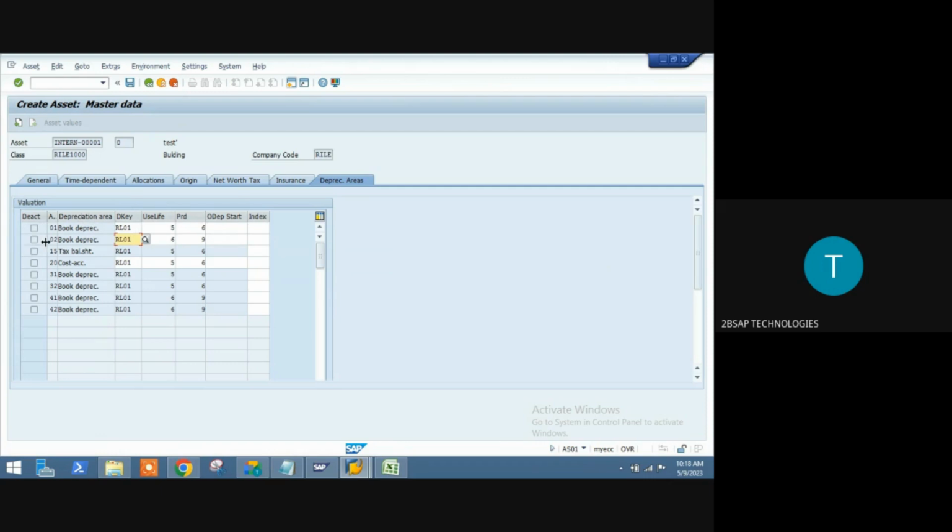With respect to each depreciation area, we can differentiate your depreciation key. And for these depreciation areas, the remaining ones, they are going to be dependent on your 1 and 2 only. That is what you are going to define: whether the remaining depreciation areas 15 to 42 are dependent on what. My 31 and 32 are dependent on 01. My 41 and 42 are the second ledger.